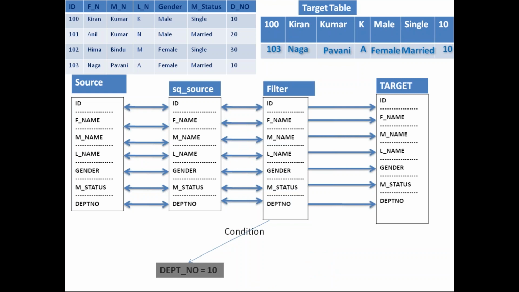That is the reason, if you don't provide any filter condition, by default it is true, meaning it is going to pass each and every incoming record. Make sense? Yeah. And what happens to the rejected record? Will it be deleted? It will not be loaded into the target table. It will be discarded from there. Okay.